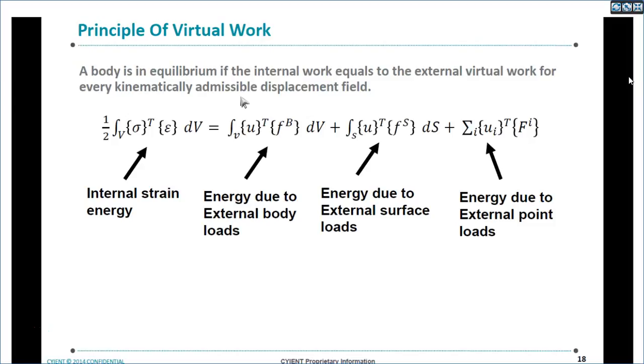So when you apply any constraints, it should be in equilibrium. It should not have any rigidity. This term is the internal strain energy, and this is the energy due to external body loads. This is the energy due to external surface loads, and this is the energy due to external point loads. So internal strain energy equals the summation of all these loads due to external forces.